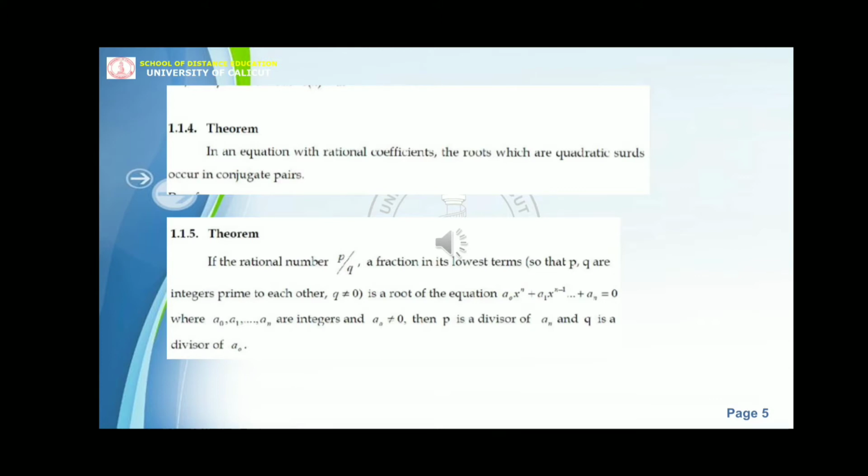Now moving on to the next theorem. The next theorem provides a relationship between the roots and the coefficients of a polynomial equation. The theorem states that if p by q, a rational number in its lowest form, is a root of a polynomial a0 x raised to n plus a1 x raised to n minus 1 dot dot dot plus an is equal to 0, where all the coefficients are integers, then p is a divisor of an and q is a divisor of a0.